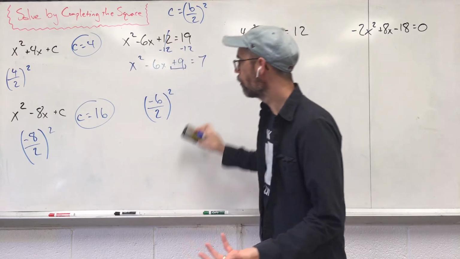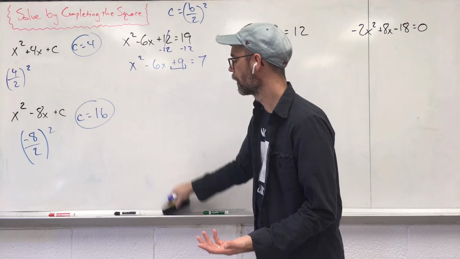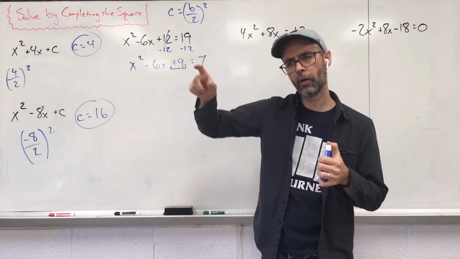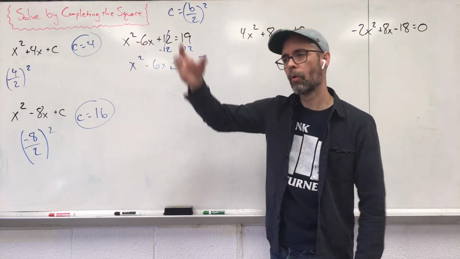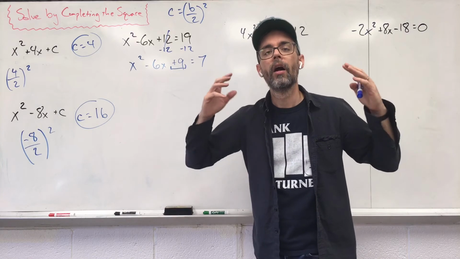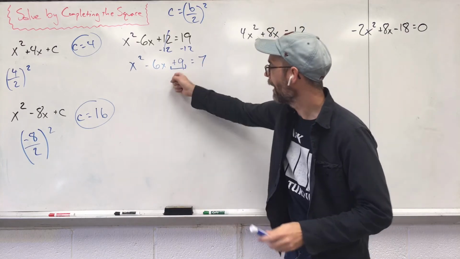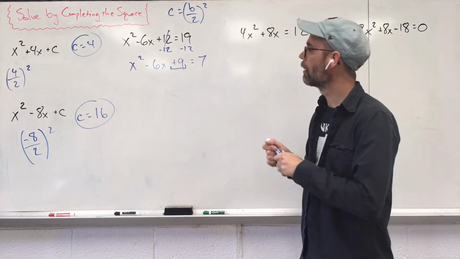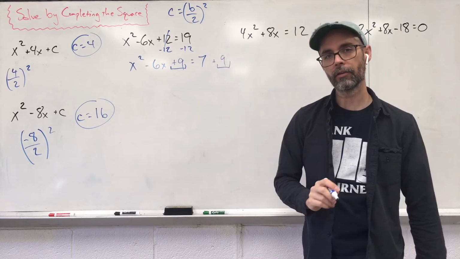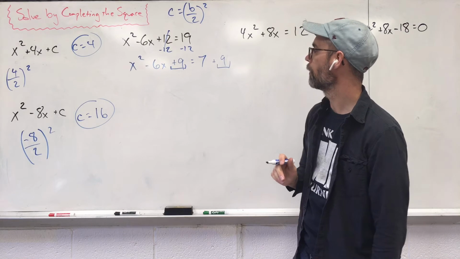Now, know that when we move terms from one side of the equal sign to the other, whatever you do to the right, you have to do to the left. Whatever you do to the left, you have to do to the right. You always want to have equal operations. If I added 9 here, I also need to add 9 on the other side. So just be very, very careful of this.